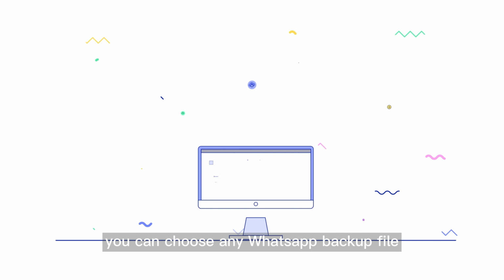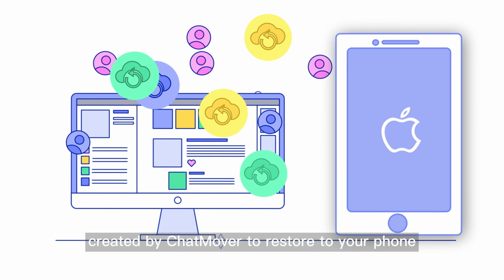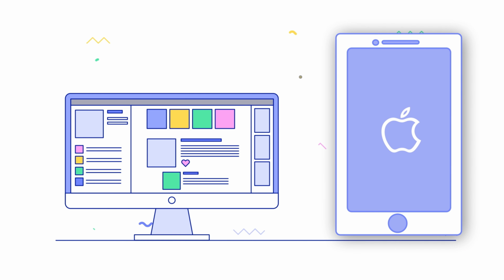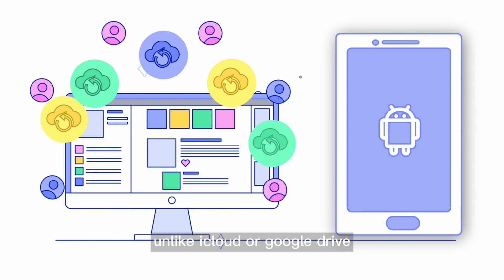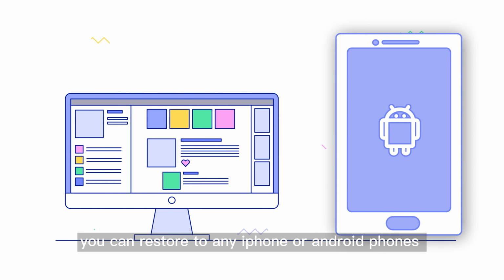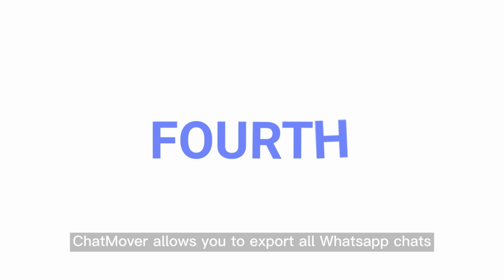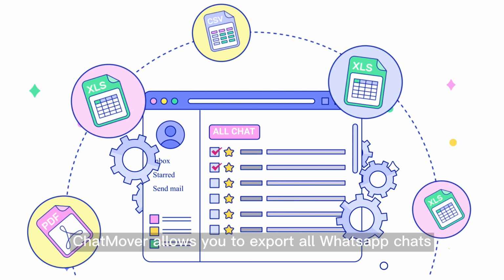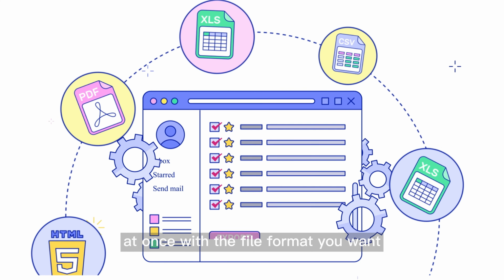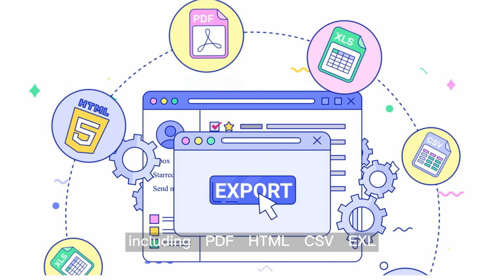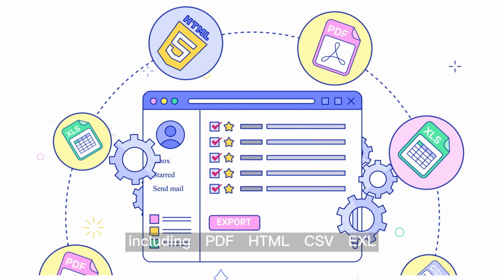Third, you can choose any WhatsApp backup file created by ChatMover to restore your phone. Unlike iCloud or Google Drive, you can restore to any iPhone or Android phone and do not need to worry about the OS limit. Fourth, ChatMover allows you to export all WhatsApp chats at once with the file format you want, including PDF, HTML, CSV, and XLS.